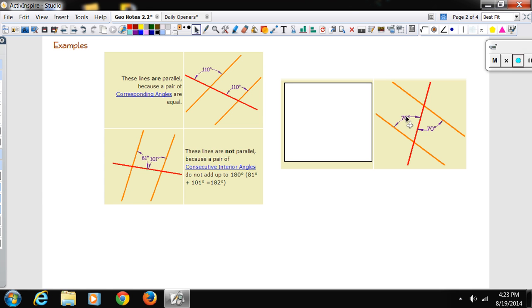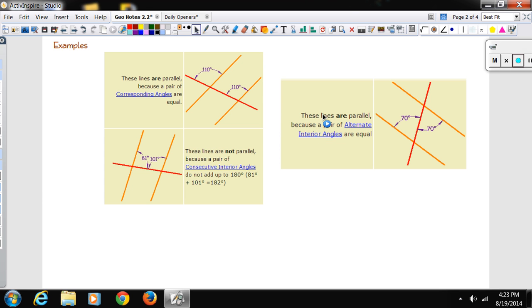These two, they're both 70s. And again, pause the video to copy that down and then move on. These two are both equal, and they're called alternate interior. So these lines are parallel because alternate interior angles are equal. This angle equals this angle. Therefore, these two lines must be parallel.